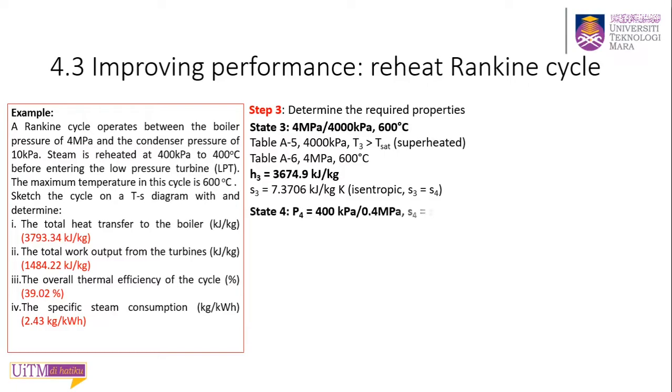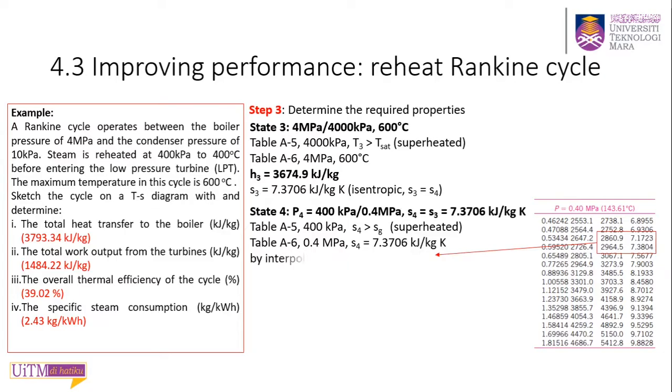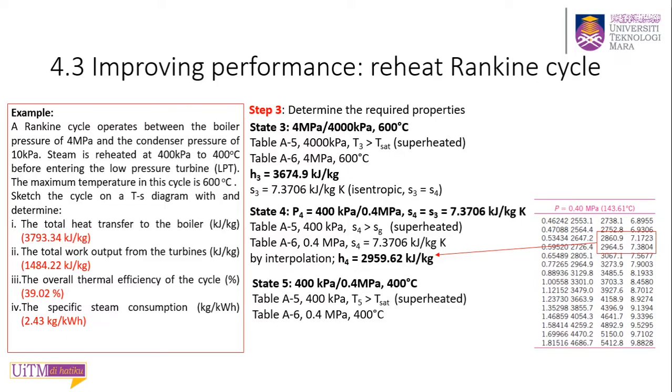At state 4, since this is an ideal cycle, the expansion process from state 3 to state 4 is an isentropic process. Therefore, using the appropriate table, check the phase, and using the appropriate table again, calculate the specific enthalpy here at state 4. At state 5, using the given properties, remember to check the phase first and then read the specific enthalpy and specific entropy here at state 5.